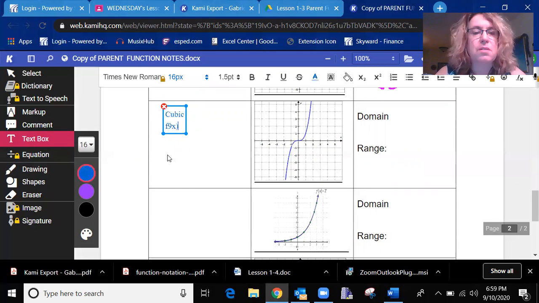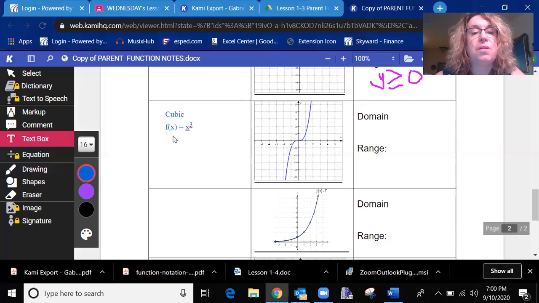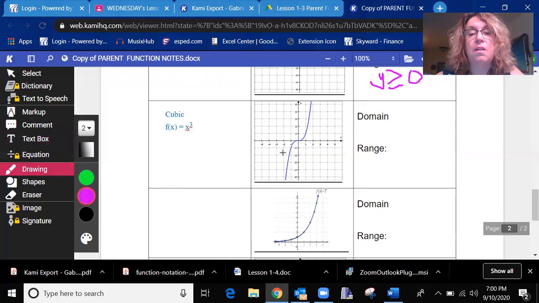How does this one go? We're going to say f of x equals x to the 3rd power. To get that exponent, I'm going to highlight the 3 and make it the exponent. So x, or we say x cubed. And this one, it goes down forever and up forever.